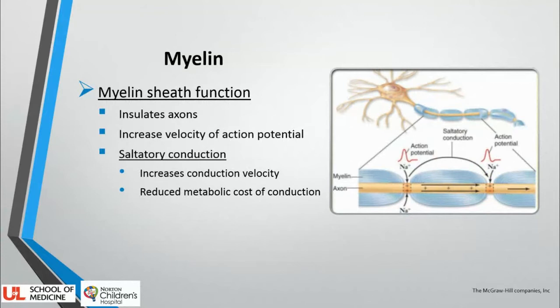Myelin sheath insulates axons and increases the velocity of action potential through a process called saltatory conduction. Saltatory basically means a leap or a jump. So the action potential, which is generated at the node of Ranvier, jumps across from one node to the other, and the myelinated axon facilitates this jump, increasing the speed of impulse conduction.